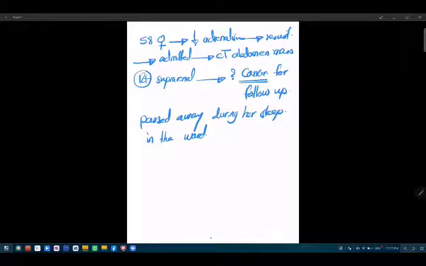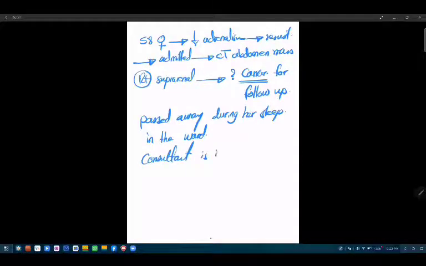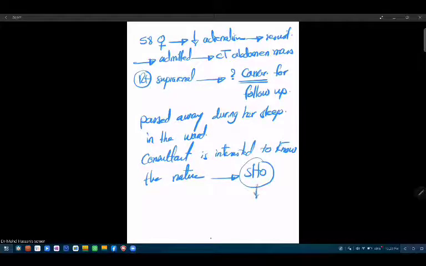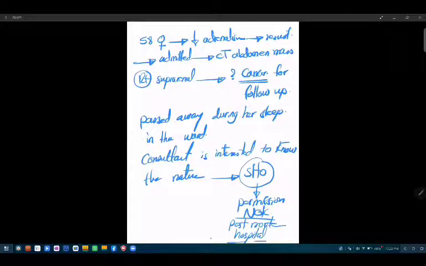And the consultant is interested to know the nature of the growth. So he did ask you, as his senior house officer, to take permission from the next of kin, her granddaughter, Miss Stewart, for a post-mortem hospital examination. That would be the summary of the case.